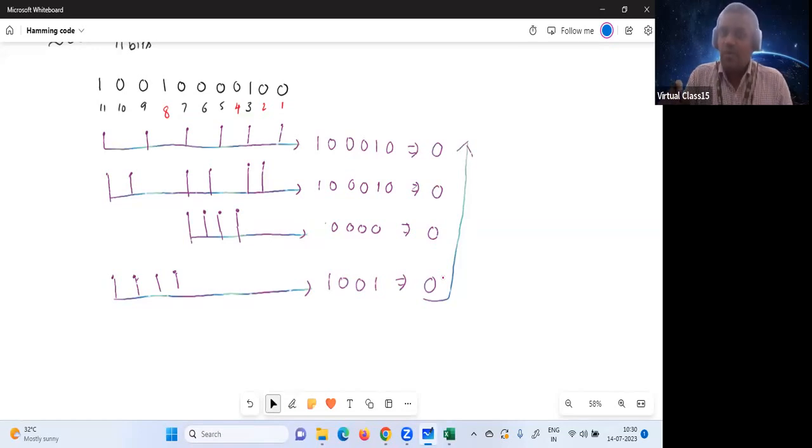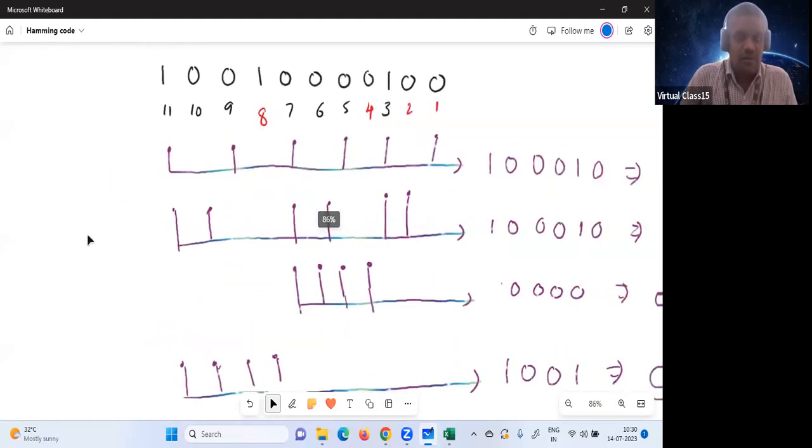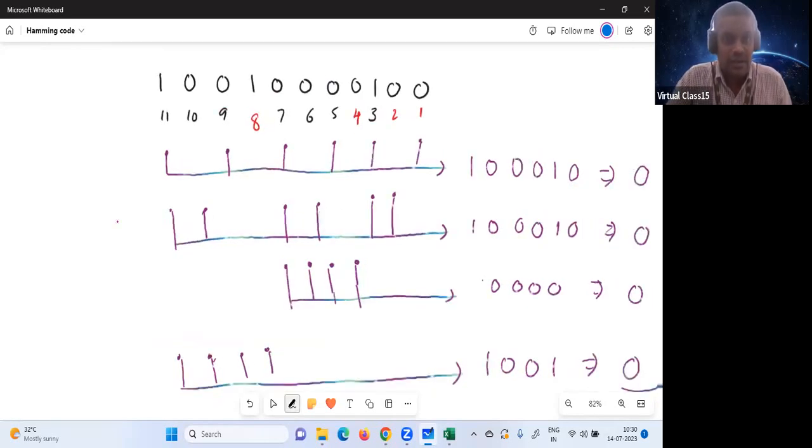Assume one bit is corrupted during the transmission. So try to understand now. Which bit will cause the corruption? Think about the 9th bit being corrupted. Rather than 0, assume it is modified to 1, right?